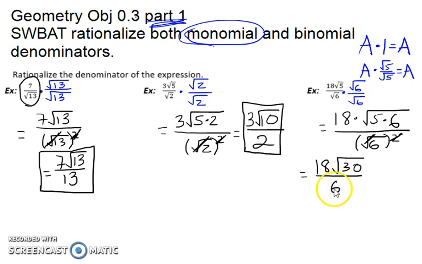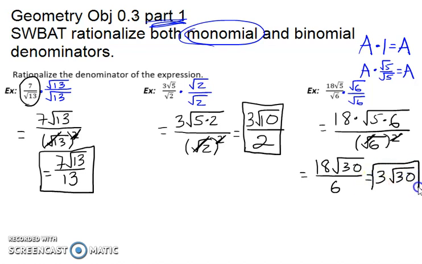And there's only one more thing to do here. If the numbers outside of the root simplify, then you should simplify them. So in this case, 18 divided by 6 does indeed simplify to 3. So our final answer here is just 3 square root of 30.